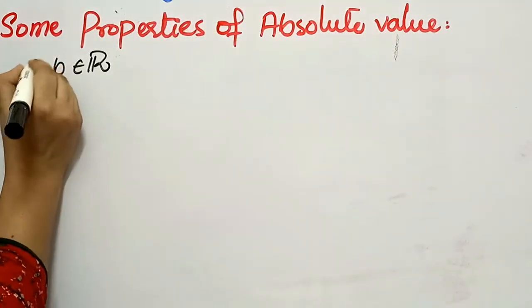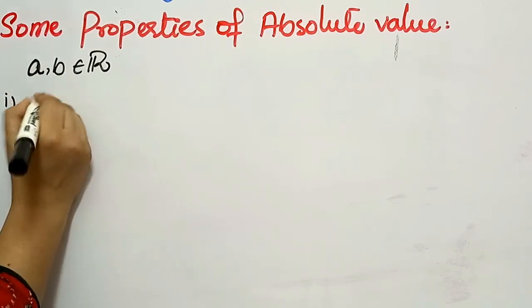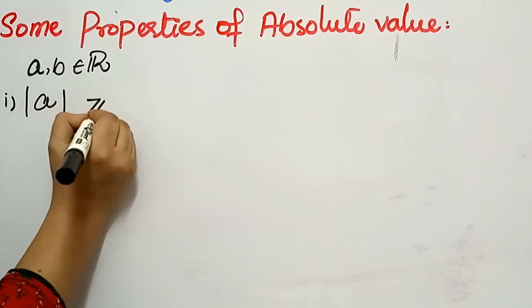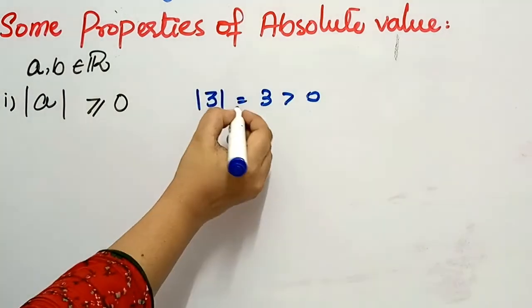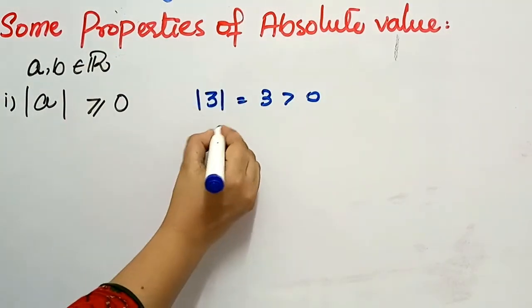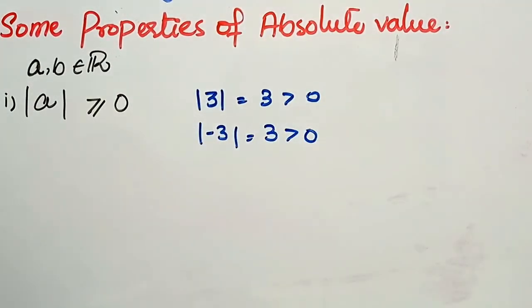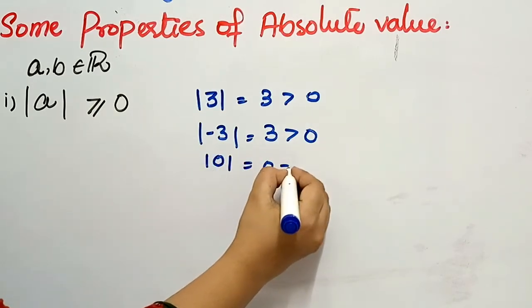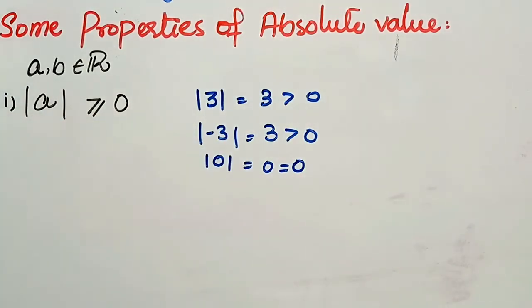If a and b belong to real numbers, number 1: mod a is always greater than or equal to 0. For example, modulus of 3 is equal to 3, which is greater than 0. If it is minus 3, that will also be 3, which is also greater than 0. Fine. If it is mod 0, then it is equal to 0, and it is greater than or equal to 0.